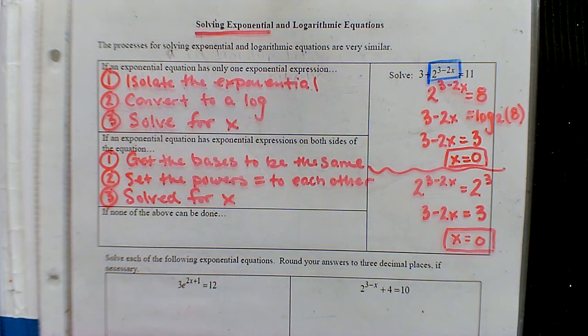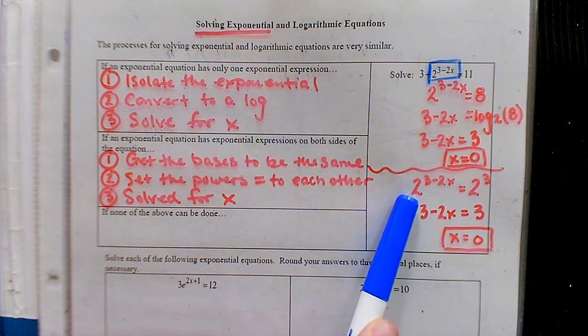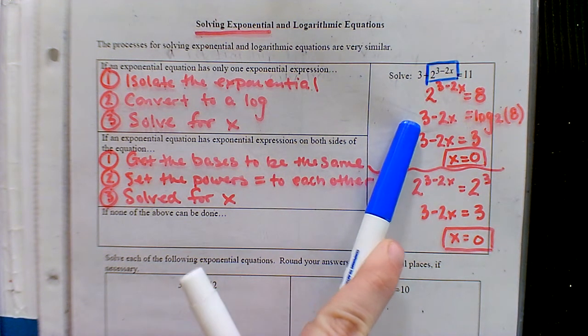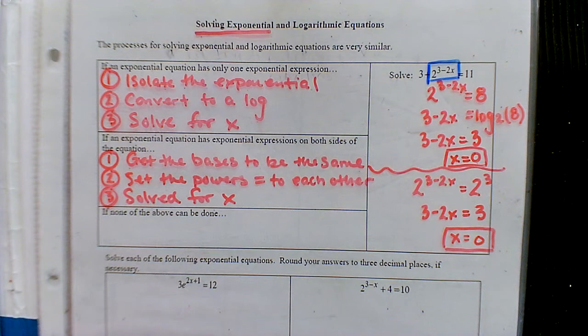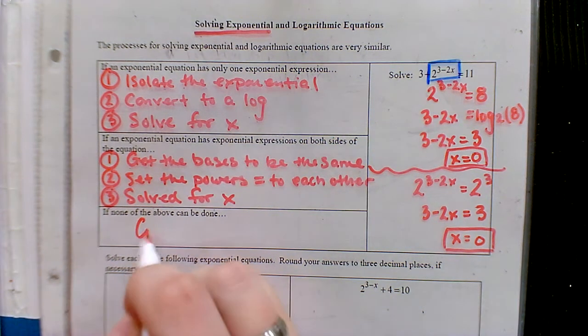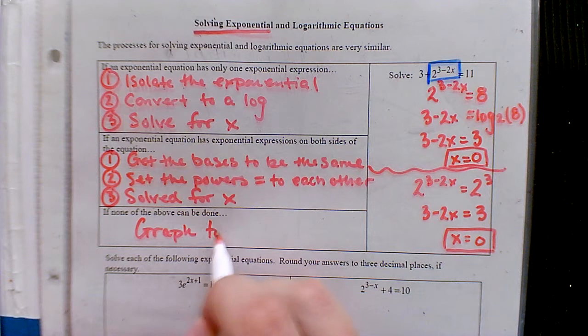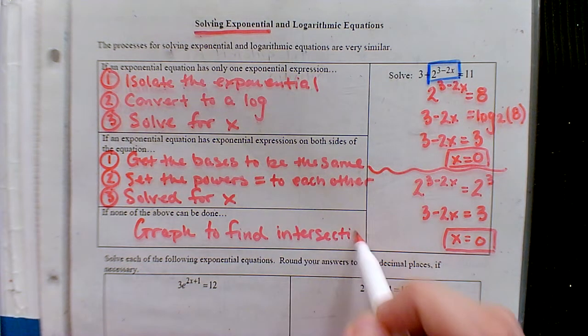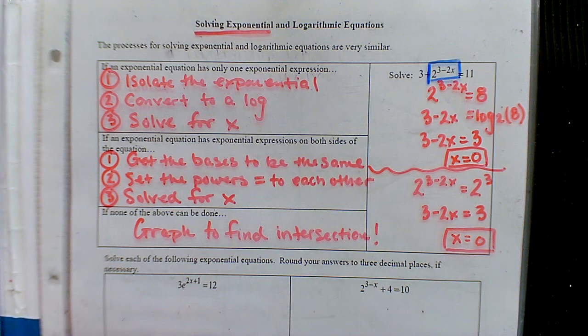What's always our last resort, though? Let's say we can't get the bases to be the same. Let's say that for some reason logs are not going to help us out. If none of that can be done, how else can we try to solve for x? Yeah, we're going to graph it. Graph to find the intersection. All right, I would use that as your last resort.